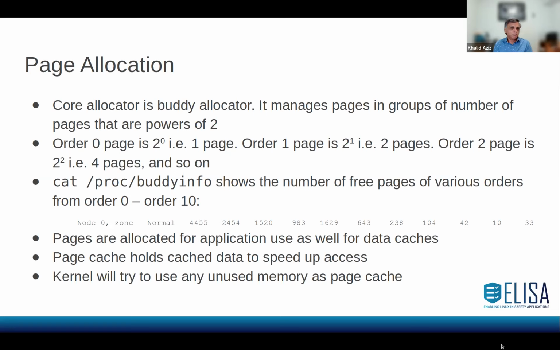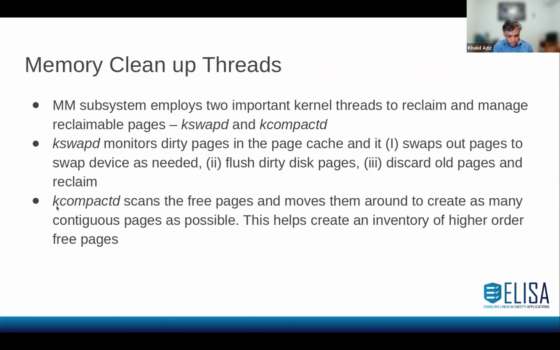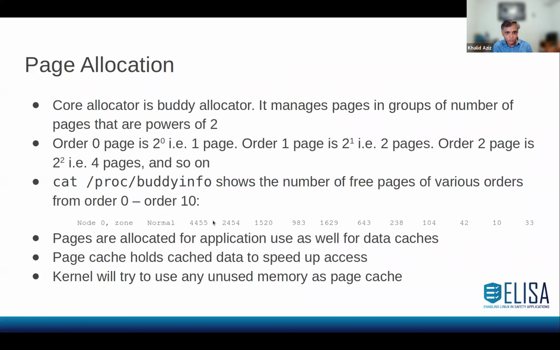And you can see this effect of grouping the pages into orders of 2 if you were to just run cat /proc/buddyinfo on your system. I have sample output here. This is just one of the lines from /proc/buddyinfo. What it shows here is the number of order 0 pages, the number of order 1 pages, order 2 pages, and so on all the way up to order 10 pages.